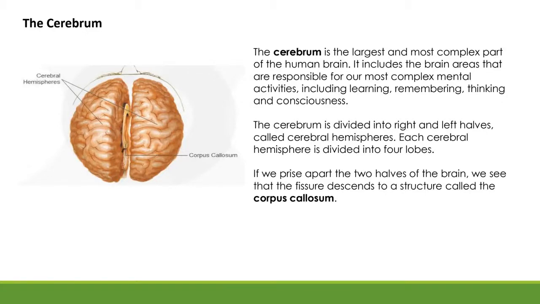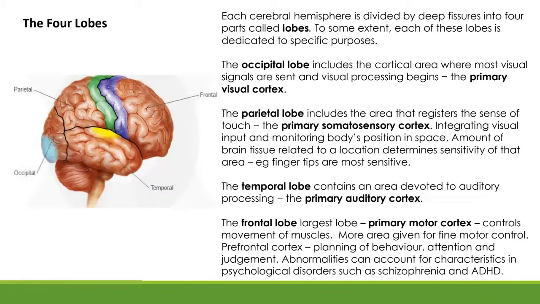The cerebrum is divided into two halves. We've heard of left brain and right brain. We've got a left half and a right half. They're called cerebral hemispheres, our left side and our right side. Each of those hemispheres is divided again into 4 different lobes. And if we break those two halves apart, we see that inside there's a structure called the corpus callosum. So our cerebrum, the biggest and most complex part of our forebrain, which helps us remember, learn, think, and regulates our consciousness, is divided into 2 halves, which again are divided into 4 different lobes.